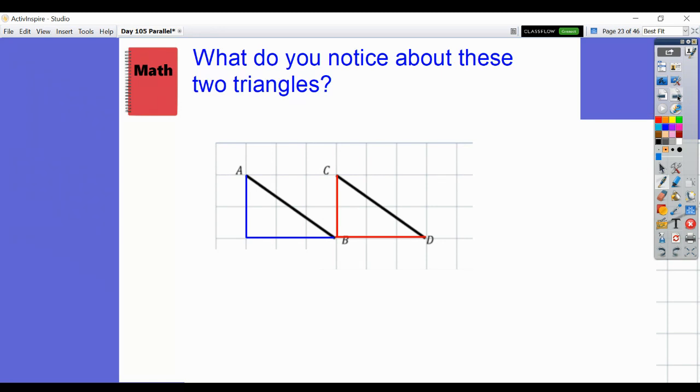What do you notice about these two triangles? Well, they are congruent. They are the same size and shape. What do you notice about these two line segments? Are they perpendicular? Are they intersecting? Are they parallel? If you drew these out continuously, would they intersect? No, not at all. So they can't be perpendicular or intersecting. They are, in fact, parallel.